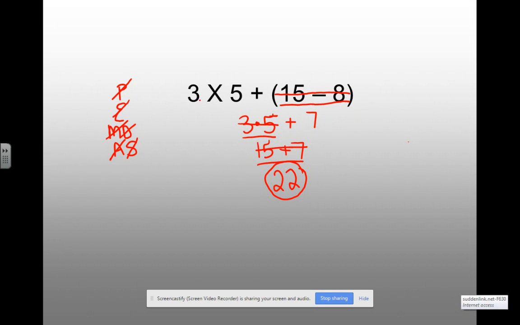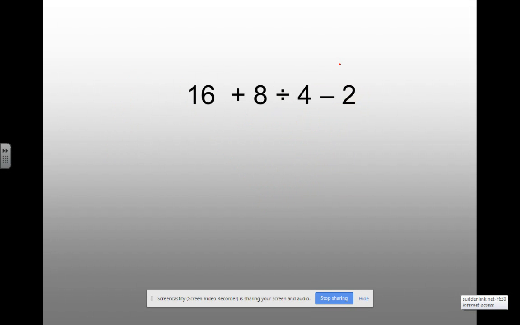And I circle and make sure that I have a Dorito. So guys, you want to make sure that you have a triangle shape. I always call it a Dorito because it looks like a Dorito chip. So in this problem, we've evaluated this expression. We have solved it, and it does equal 22. Let's take a look at another example.